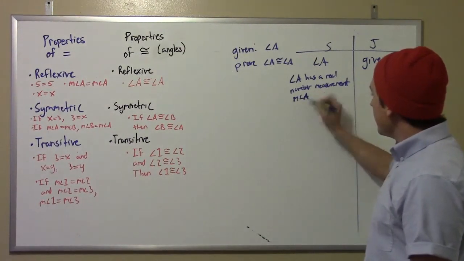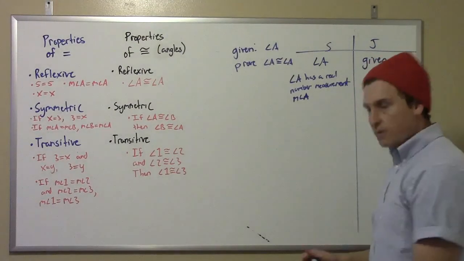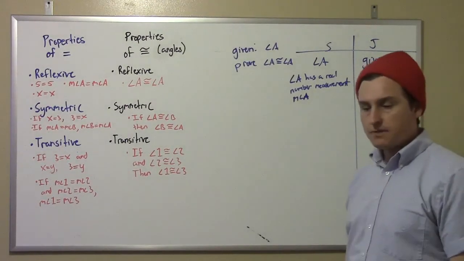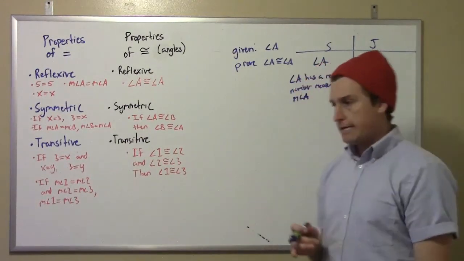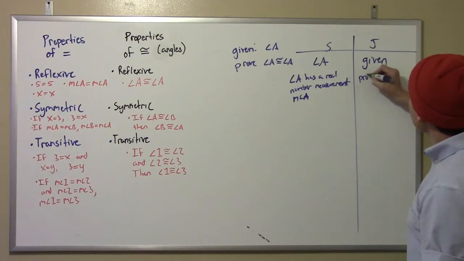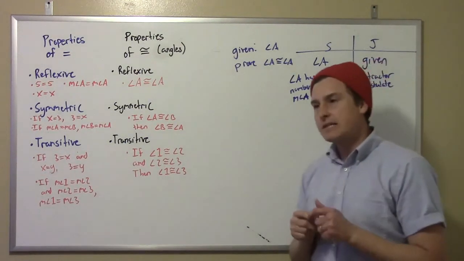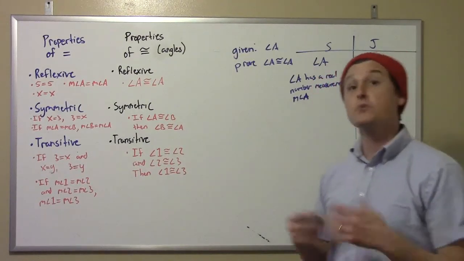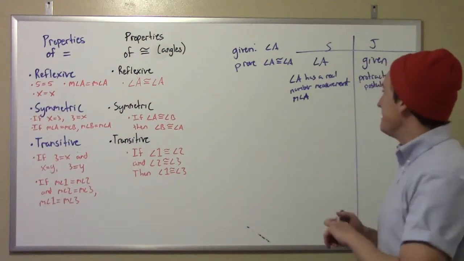And we can say that because a chapter ago or so, we had something called the protractor postulate, which says you can match up any angle with a real number. Okay, so this is going to be the protractor postulate. Now, when we did this proof with segments and segment congruence, we said it was the ruler postulate. Our justification was the ruler postulate. This time it's the protractor postulate.